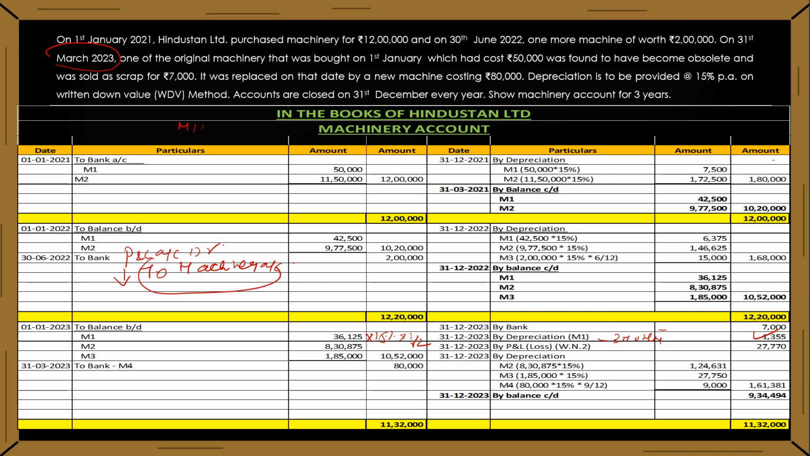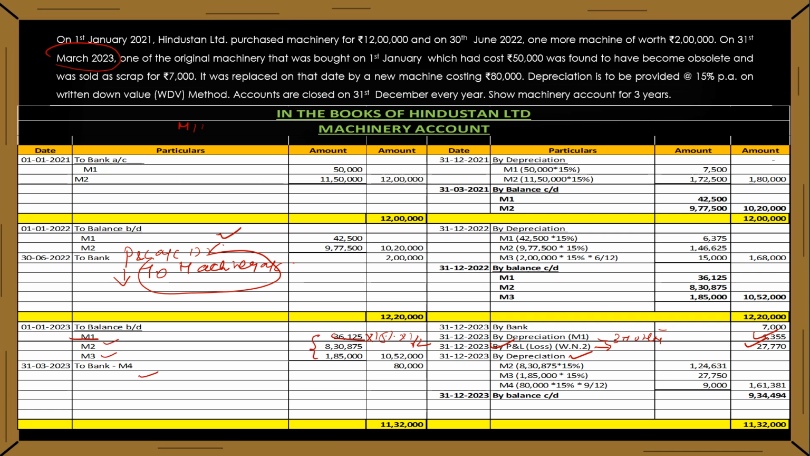This is the machinery account. In the journal entry, we have debited P&L. So in the ledger of machinery account, we have to credit it by P&L. We have to refer to our working note. We know that the balance of loss on sale of machinery is 27,770. Now we have to write the entry for depreciation for the rest of the machinery. M1 should be taken out as it is sold. Now we have only M2, M3 and M4.